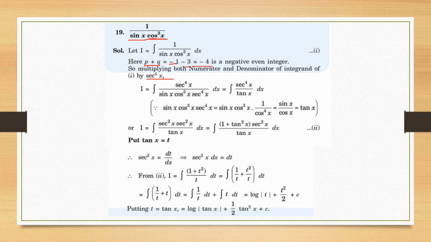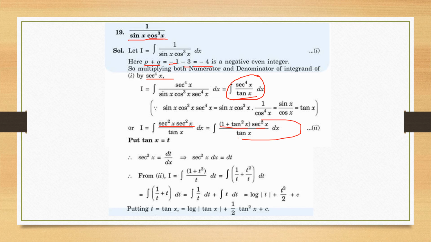So that the question changes to my secant and tan form, right? So that way, 1 upon cos 4x will give me secant 4x, and this denominator will also reduce to tan x. Okay, now the next thing is I'll change this secant 4x to secant square x into secant square x, and open 1 upon secant square as 1 plus tan square, right? And the question just changes to tan and secant.